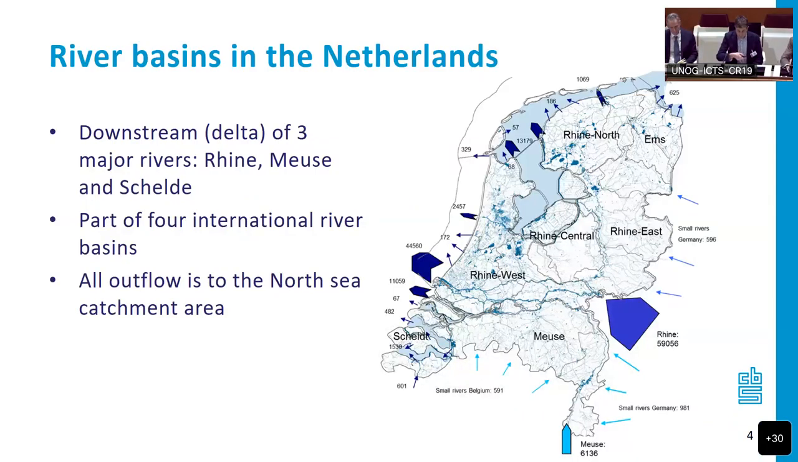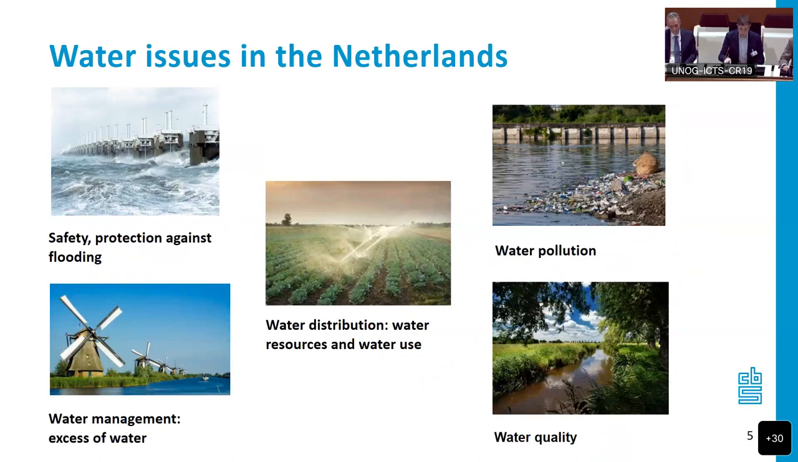So, first a short introduction on water in the Netherlands. Well, water is very important for the Netherlands, as you may know. We are partly below sea level, and in fact, we are downstream of three major rivers, the Rhine, Maas, and Scheldt River. And also we are part of four international river basins. And all these rivers flow out into the North Sea. So as you can imagine, water issues are quite important for the Netherlands.